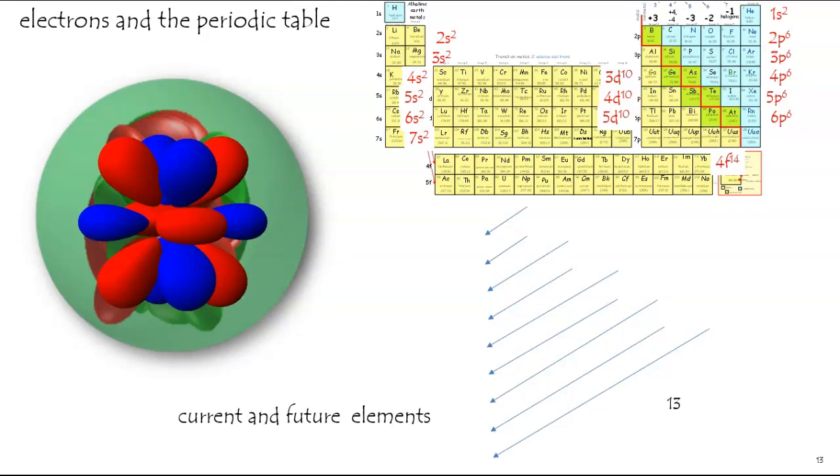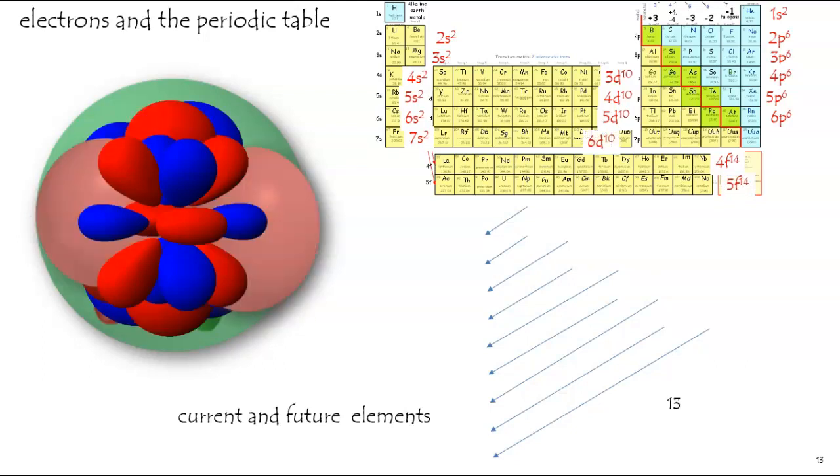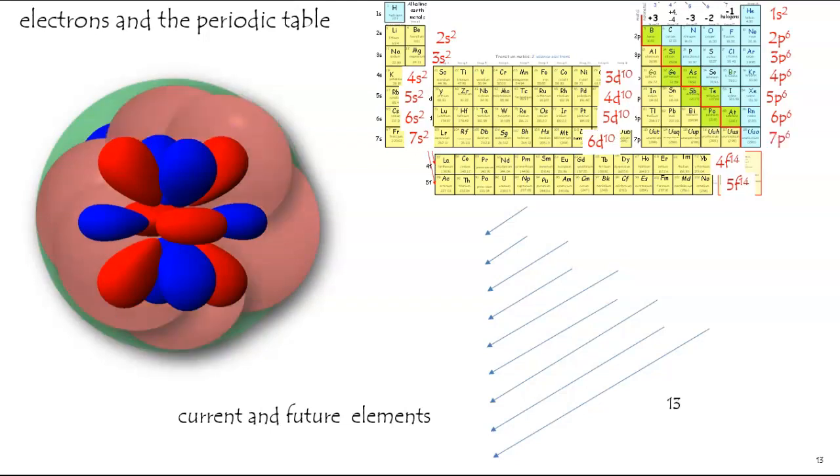Time to go up to, I think it is 6d10. 1, 2, 3, 4, 5. 7p6. 7p2, 4, and 6. And we are out to oganesson right there.